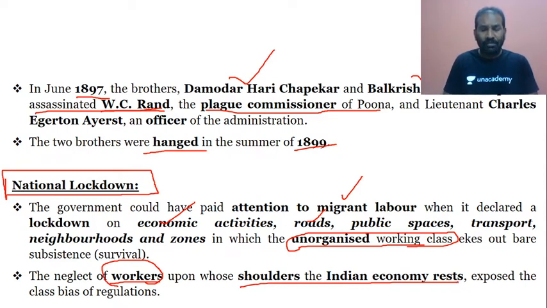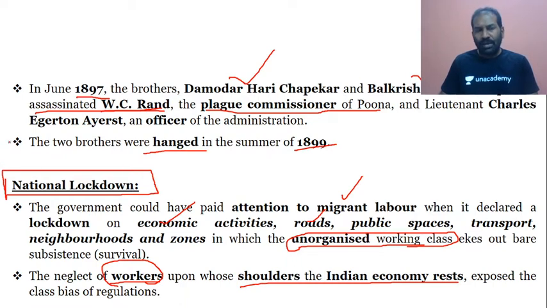Our 40% of the Indian economy is actually coming from the informal or unorganized sectors. But the government did not understand or forecast the situation of the migrant workers. And that was the worry: the ones who were badly hit because of the national lockdown were the migrant workers.